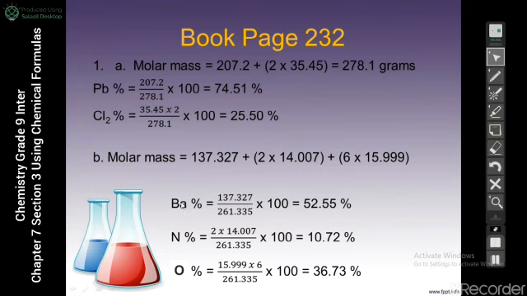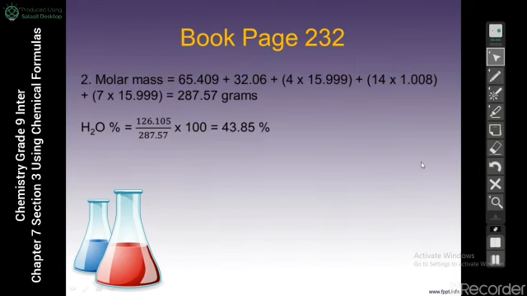And to calculate the percentage of barium, we are going to divide the mass of only barium over the mass of the whole compound. Then we are going to multiply it by 100. And to calculate the percentage of nitrogen, we are going to divide the mass of only nitrogen over the mass of the whole compound. Then we are going to multiply it by 100. And to calculate the percentage of oxygen, we are going to divide the mass of only oxygen over the mass of the whole compound. Then we are going to multiply it by 100.